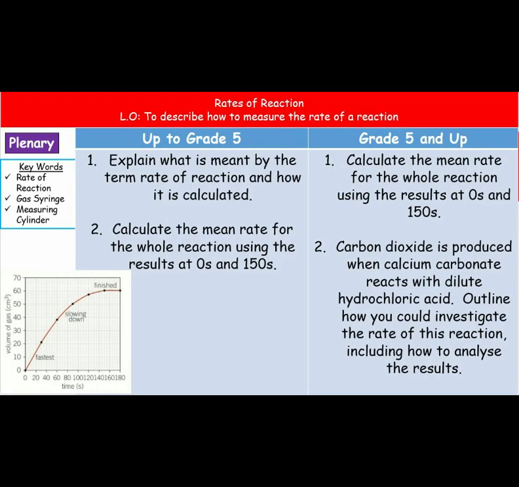Last thing for today then is our plenary questions. Again, those of you with target grades up to a grade 5, it's the 2 on the left. Those of you with the target grade over a grade 5, it's the 2 on the right. I'll leave these up for about 30 seconds, but if you need more time, obviously just hit pause. I'm expecting you still need more time to get these finished properly, so hit pause now and finish off those questions.